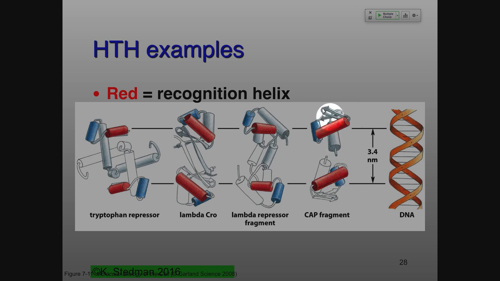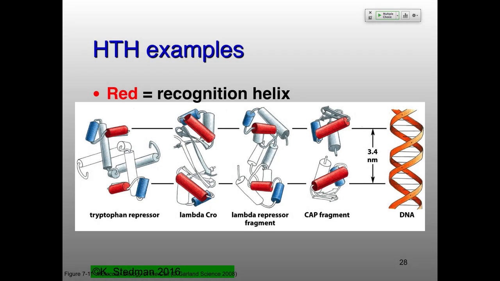All of these have a dimeric structure with two recognition helices 3.4 nanometers apart. Why would they be 3.4 nanometers apart? Because every 10 base pairs in your B-form DNA, you get back to the major groove on the same side of the DNA. So these are going to bind on the same side of the DNA in adjacent major grooves. So that's why you have them.